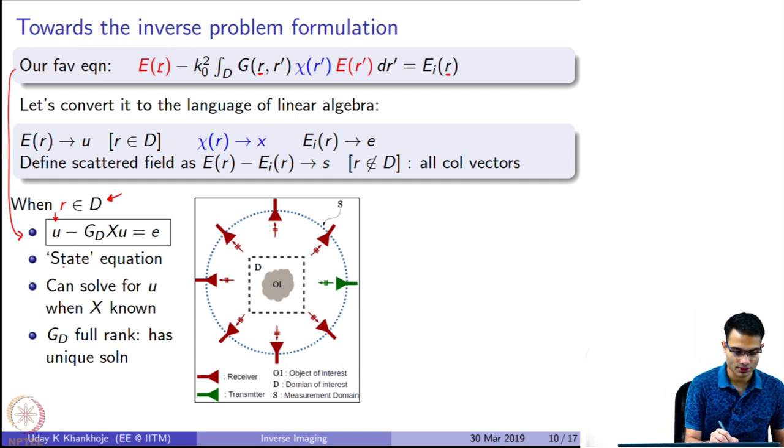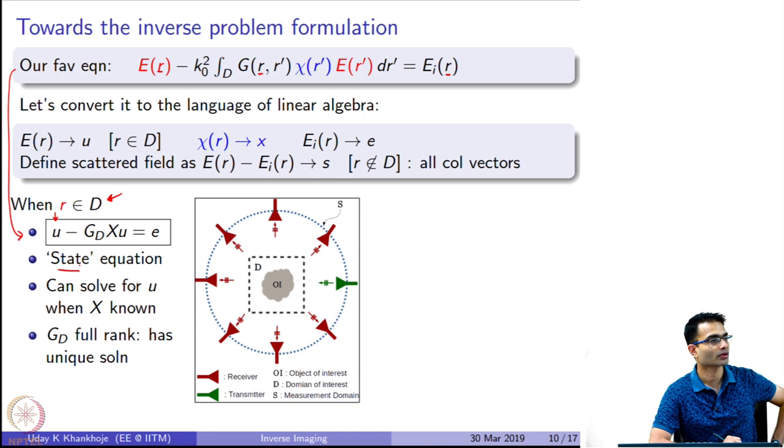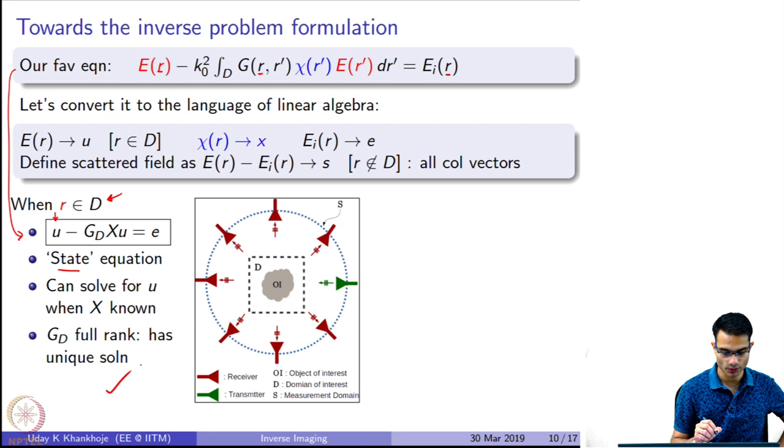This is given a name, it is called the state equation, because it tells something about the state of the domain, okay. And if you give me x, I can solve for u, right? I can take u common from the left hand side, I will get identity minus gdx, which I have to invert and get the electric field. And this GD matrix has full rank. It's a square matrix n by n. Not only is it square, it also has full rank. Therefore, it is invertible. So I minus GD is also invertible, right? And it has a unique solution, right? So this all we know.